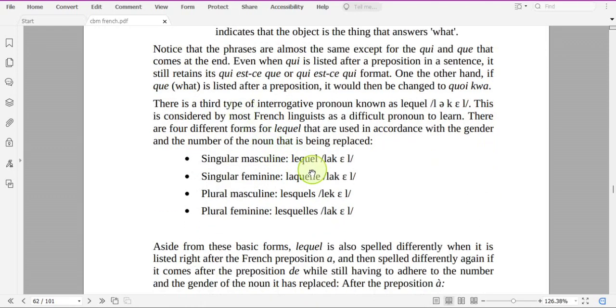Lequel, singular masculine. Laquelle, singular feminine. Lesquels, plural masculine. Lesquelles, plural feminine.